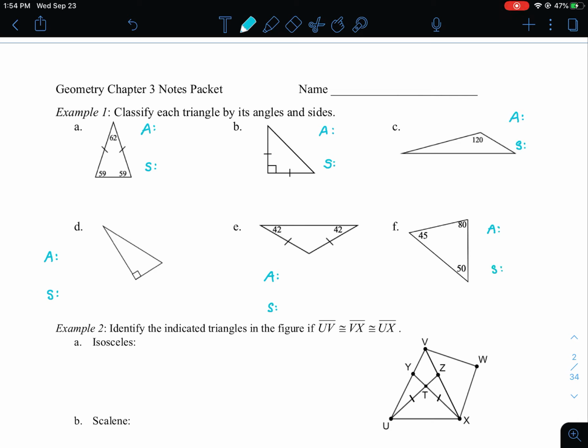All right, so this first one, I see 62, 59, and 59. That's looking at its angles. By its angles, they're all acute angles. So by angles, it's acute. And for sides, I have to look at the sides, and we're just looking for congruent markings or actual side lengths. This one has no actual side lengths, but it does have these 2 congruent symbols. That's 2 of them, so that means it's isosceles.